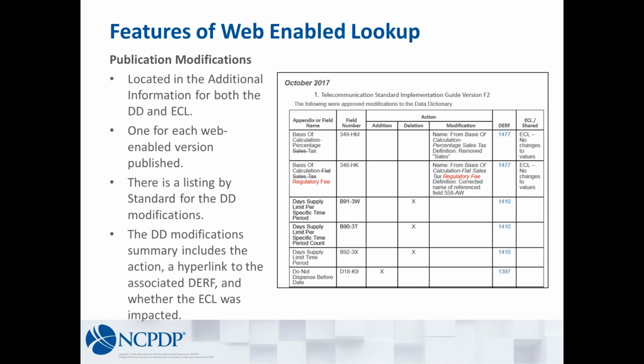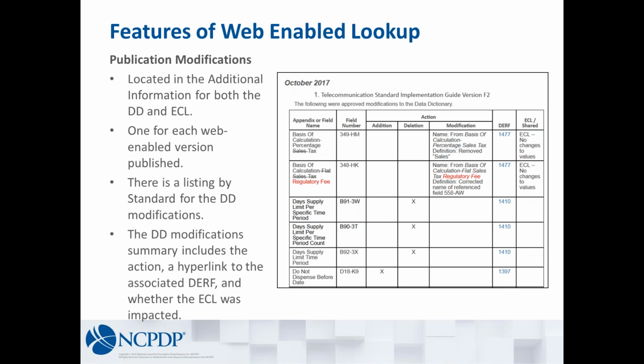Publication modifications are provided for both the data dictionary and the ECL in the additional information. There is one for each web-enabled version that is published. For the data dictionary, the changes are actually broken out and listed by standard. So the screenshot here shows the ones that were for telecom from October 2017.